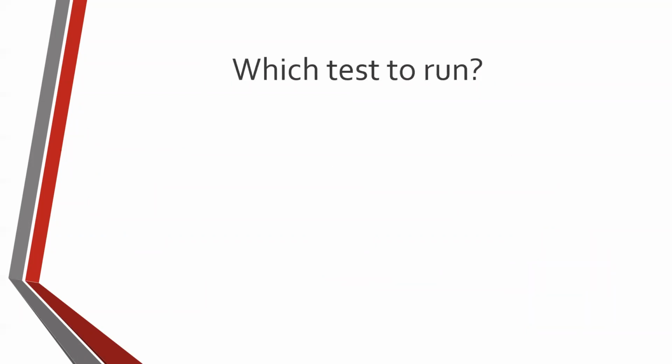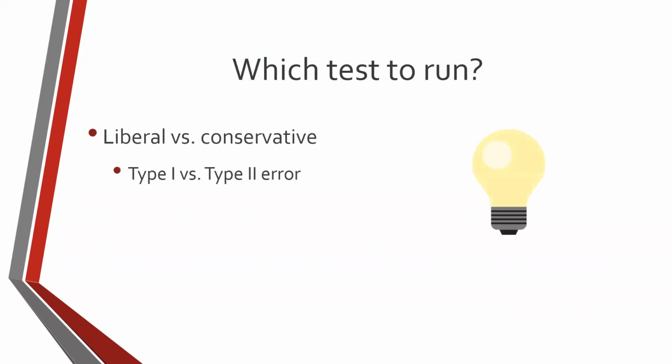A common question then is, well, which one do I pick? What one should I be running? And there's a couple of things to consider. First one, not necessarily getting into any political discussion, but your tests can be classified by how liberal or conservative they are. And really that's whether they are more likely to report a false positive, triggering the type 1 error, or a false negative, the type 2 error.